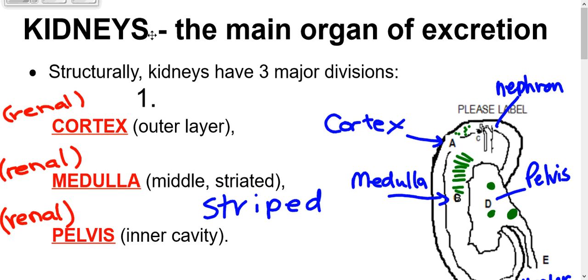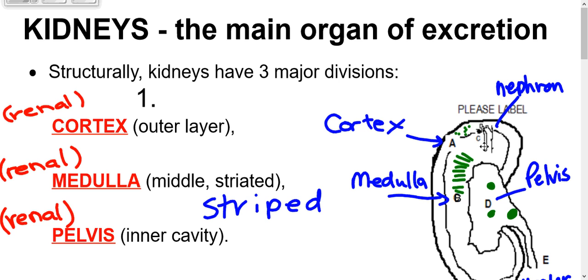So we have the outside, the middle, and the inner cavity. So the renal cortex, and you'll see that renal's in brackets. That word renal I mentioned yesterday means kidney. So you hear renal, that's kidney, it has to do with the kidneys. So the renal cortex is the outermost layer. So on the diagram it says outer layer here, okay? The renal medulla is the middle layer, and it says striated there. Striated is a fancy word for striped.